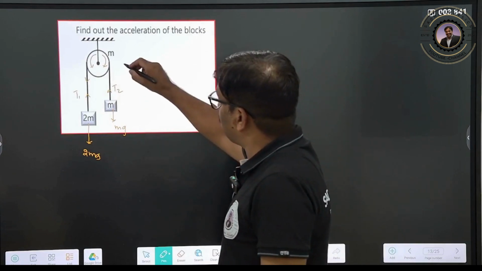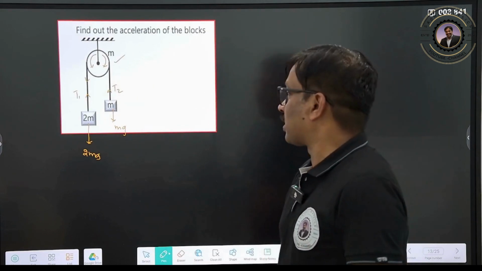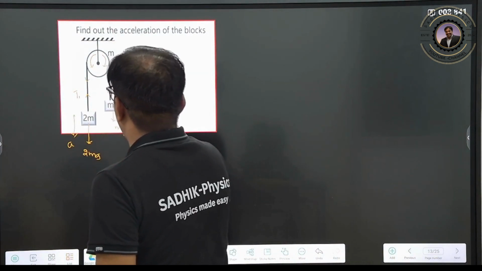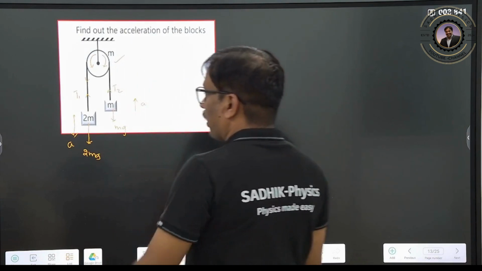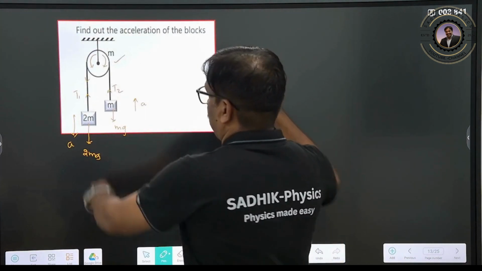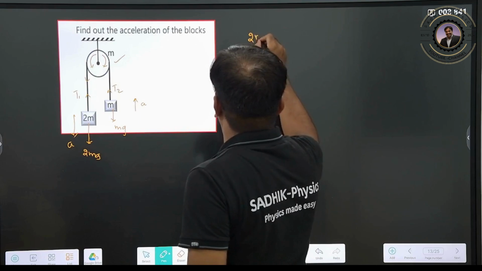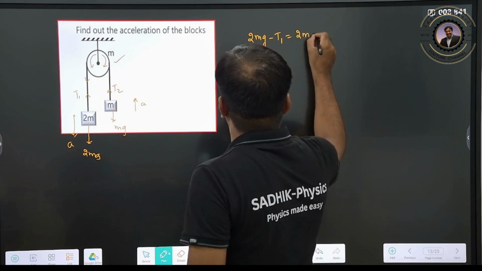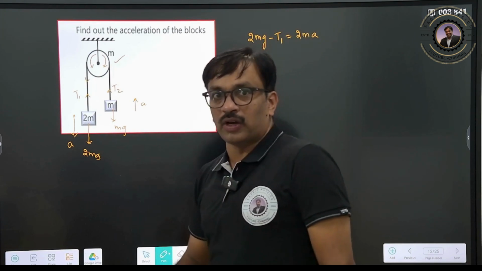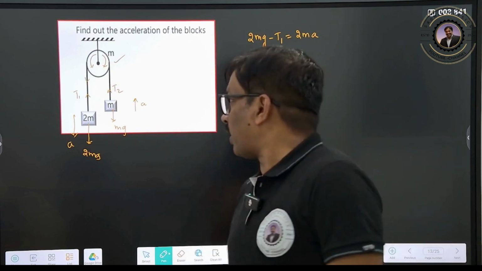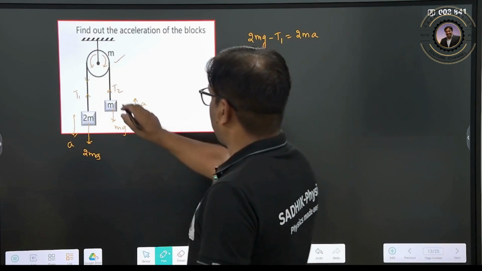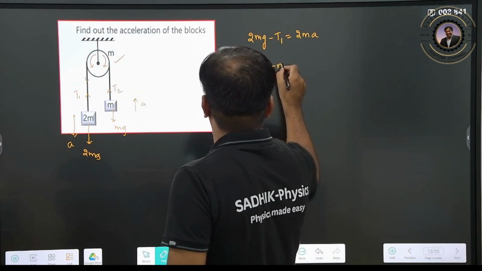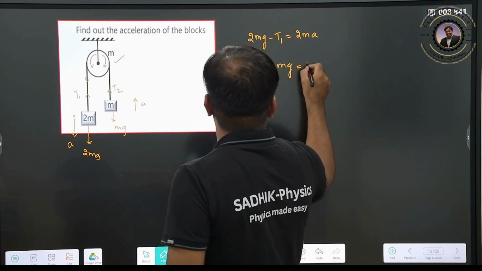You have to consider the rotation of this one also, you have to consider the torque of this one. Suppose it is going downward with an acceleration and the other is going upward with an acceleration. We can write down the equations now. What is this equation? Downward, that is 2mg minus T1 equals 2ma. We already studied free body diagrams, how to write them using Newton's laws of motion. Now here, this side is going up, which means T2 is greater, so T2 minus mg will be equal to ma.